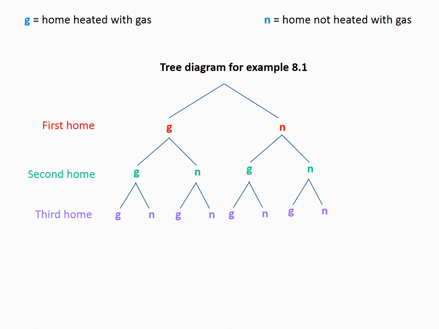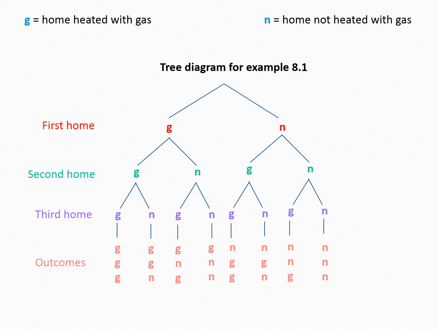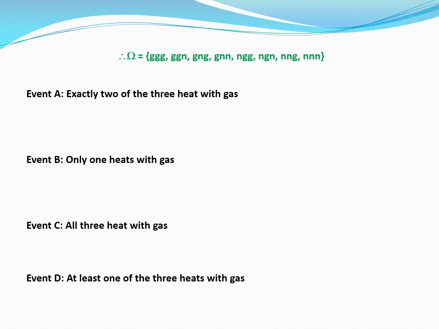And then for the third home, you will have 2 branches again each time, since you also have 2 options for the third home each time. And then again, you can just read the outcomes from the top to the bottom for all 3 homes. So you will have 8 outcomes in total for your sample space. Listing the outcomes for the events then.